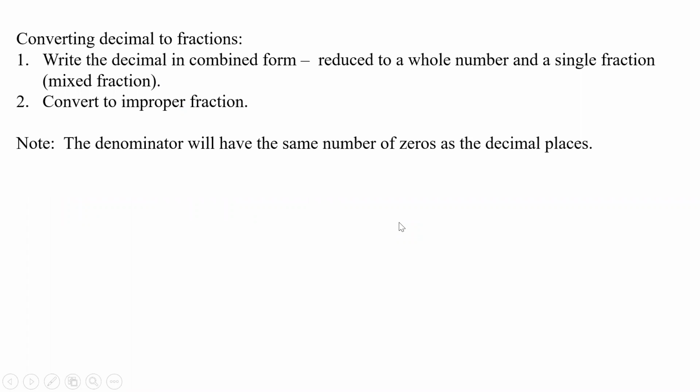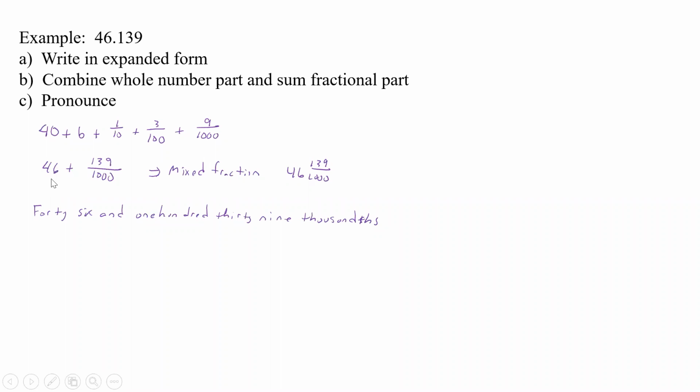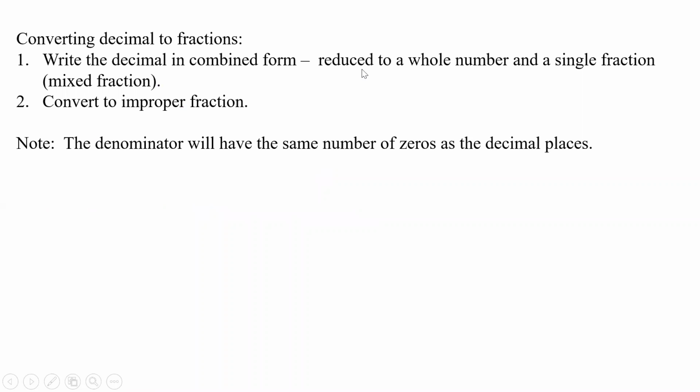All right, so converting decimals to fractions. So how are we going to do that? Well, we're going to write the decimal in a combined form first. We're going to do combined, and then we'll convert it to the mixed fraction. So we'll get rid of that plus. And then, so that's what this part over here says. We're going to reduce it to a whole number and a single fraction. And then we're going to convert the whole thing to an improper fraction.